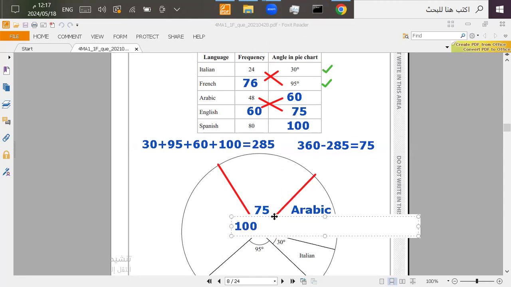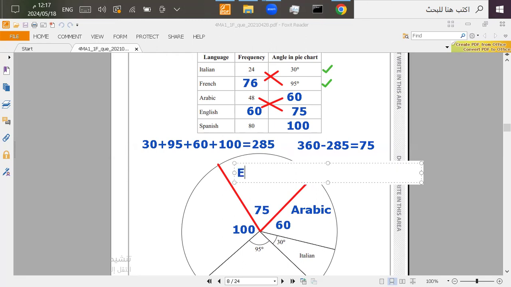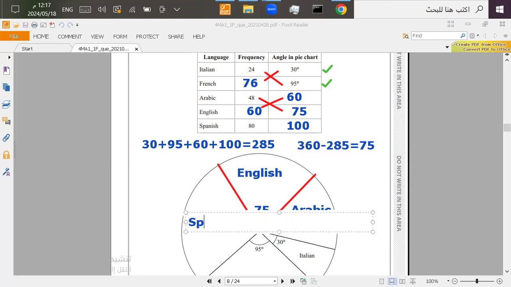As I said, you can use the protractor to find the accurate angles. You don't have to guess them. You already have the protractor. So the 75 is for English, label it English here. And the 100 is for Spanish, so label it Spanish like this. And this is how you finish the data and the pie chart.